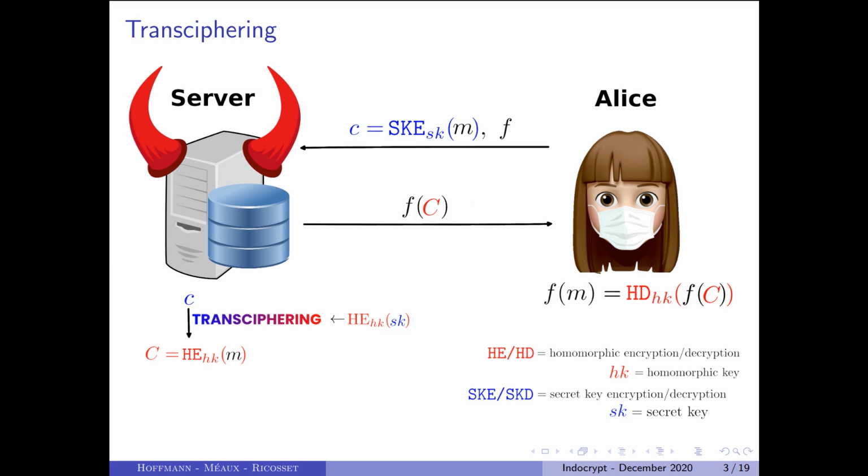The main issue with homomorphic encryption schemes is that they are heavy, in the sense that the ciphertext weighs more, and encryption and decryption take more time than with regular encryption schemes.